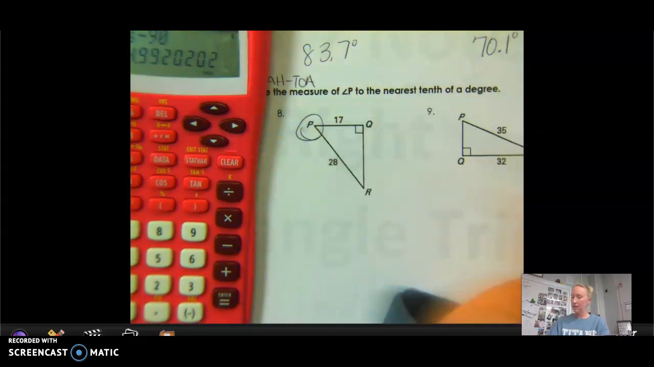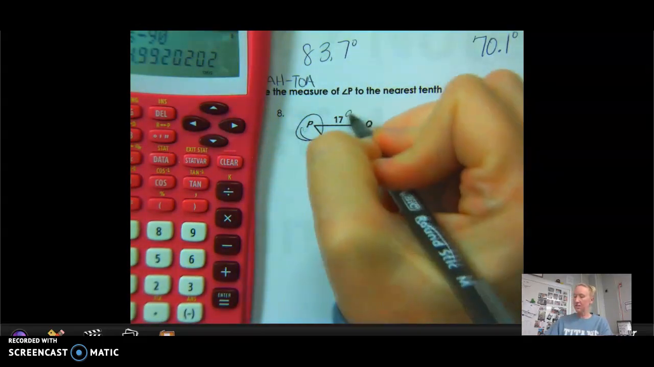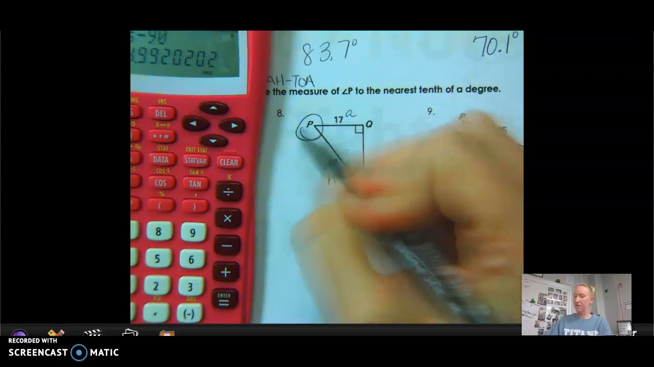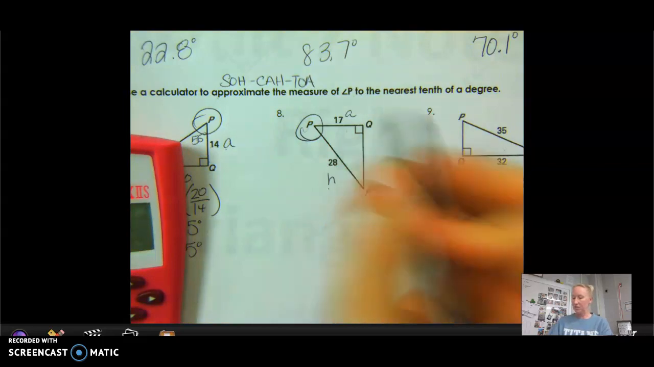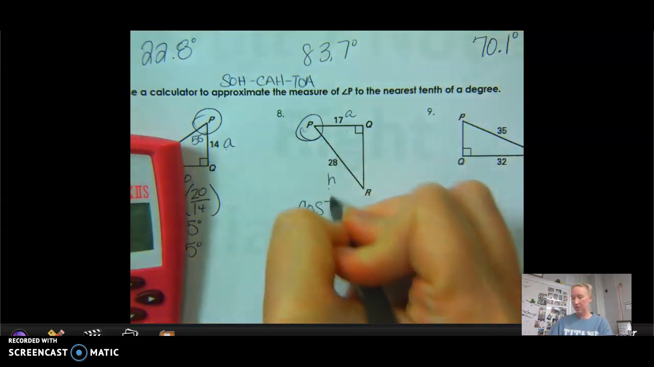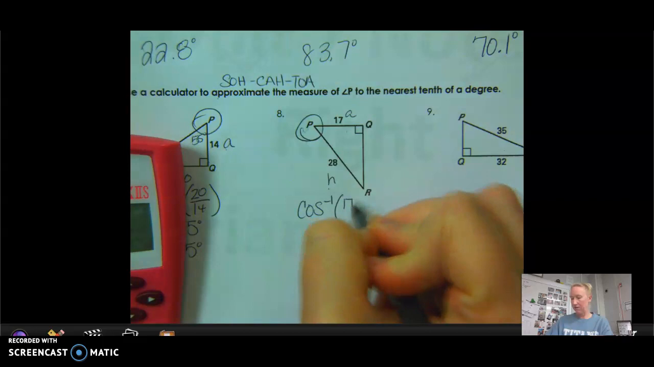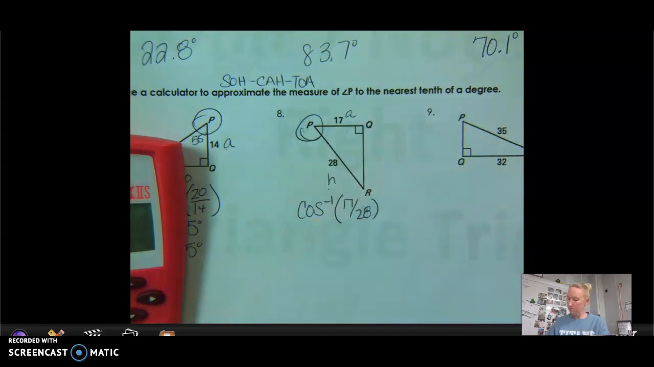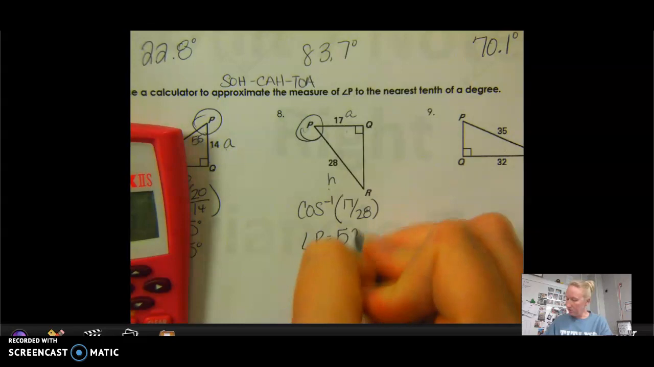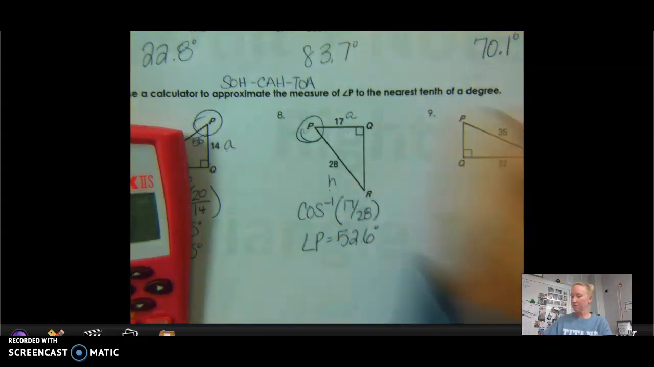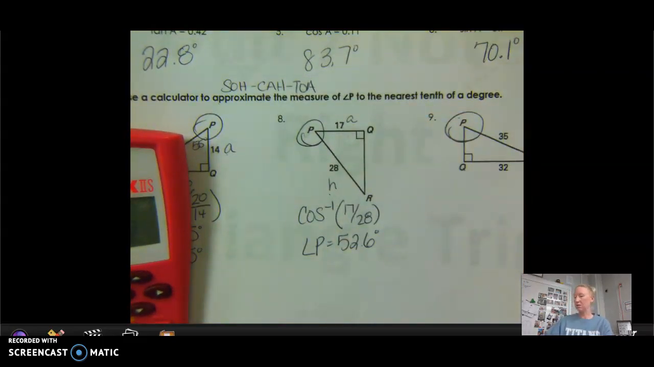Okay, circle angle P. This one is adjacent, this one is hypotenuse, and I'm always doing angle P because that's what it tells me in the directions. So A and H would be cosine, so this is a cosine inverse because I want an angle measure of A over H. So cosine inverse of 17 divided by 28. So angle P is equal to 52.6 degrees. Go ahead and pause me and try the last one on your own.